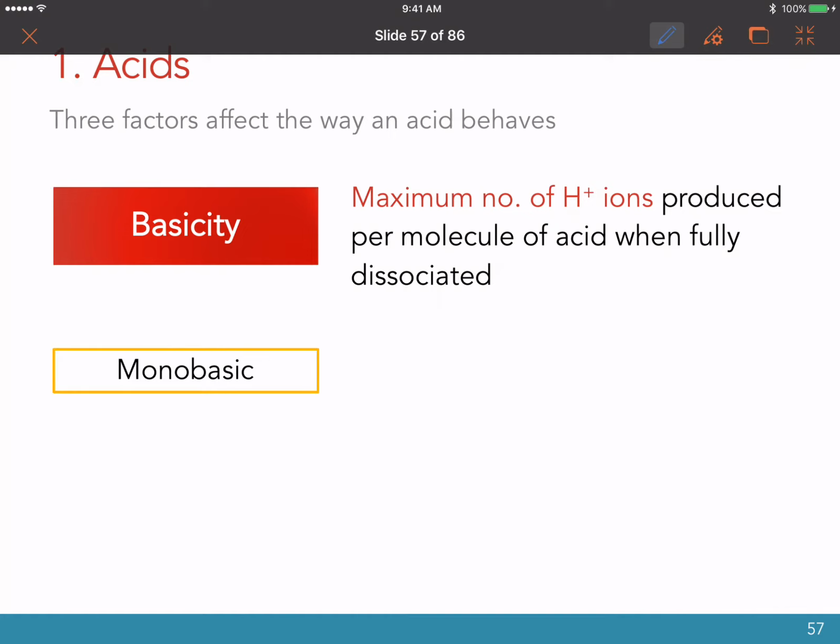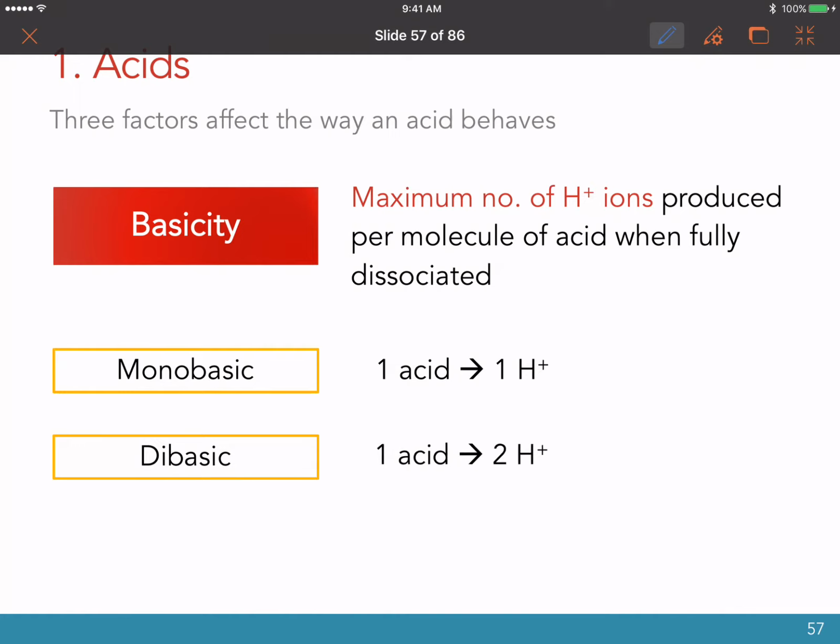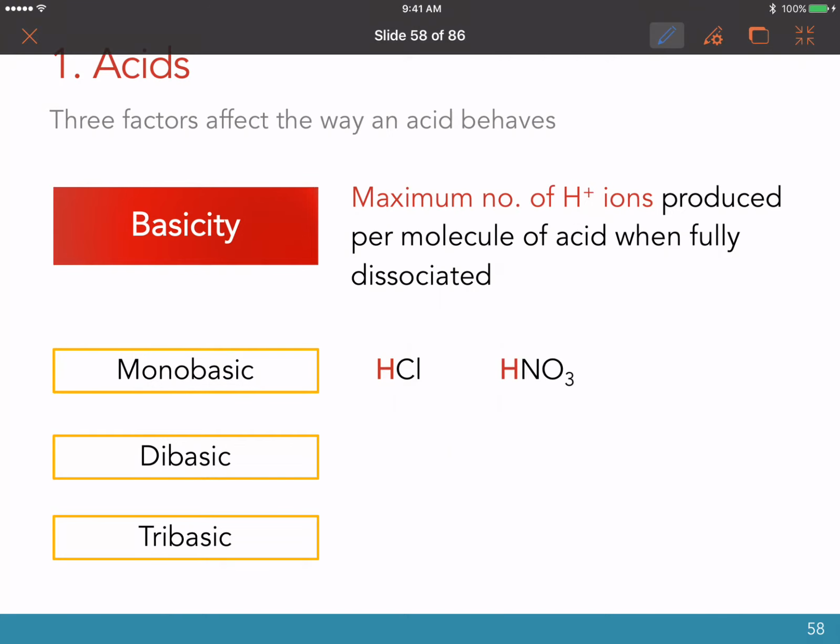Something that is monobasic would only give me 1 hydrogen ion per acid molecule. If it's a dibasic acid, for 1 acid molecule, it will give me 2 hydrogen ions. For a tribasic acid, 1 acid molecule will give me 3 hydrogen ions. So what are some examples of monobasic, dibasic, and tribasic acids? First, a monobasic acid is like your HCl and HNO3. Notice that for one HCl molecule, I will only have one H plus ion being formed.